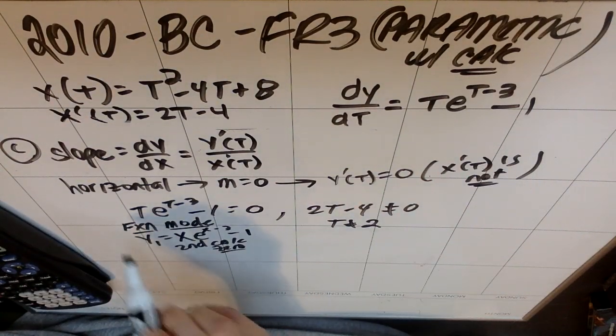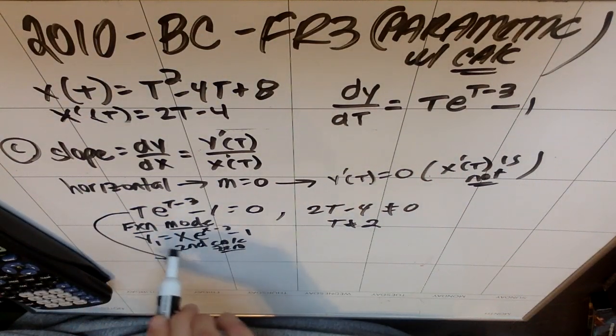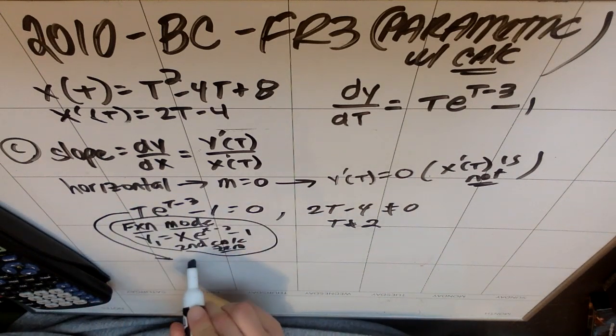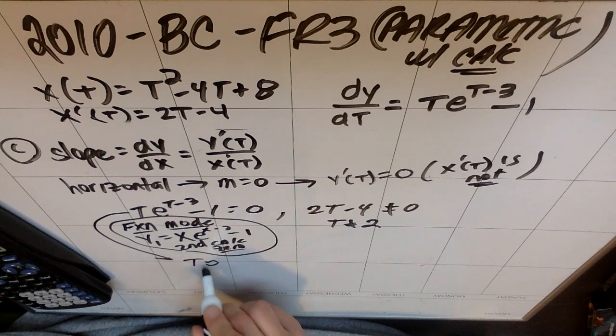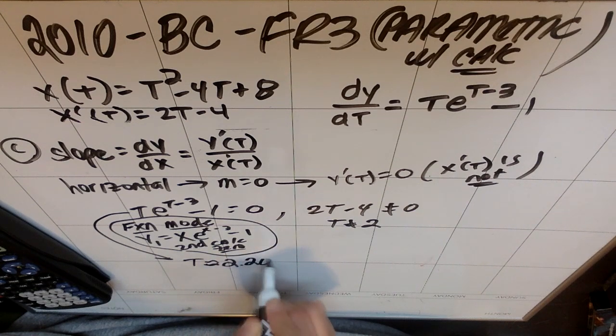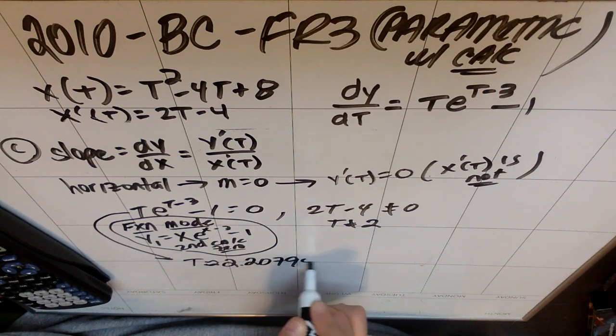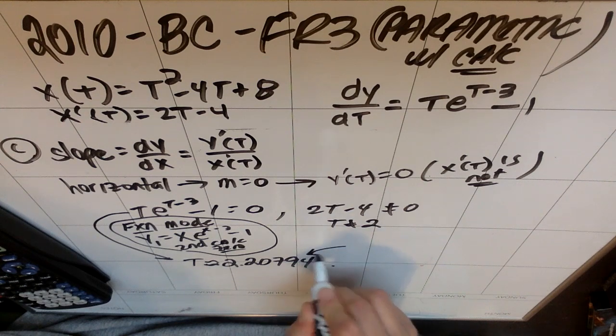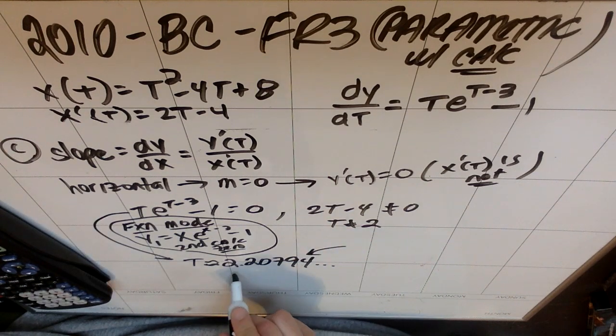So I'm going to get that when I cheat, and again, this is stuff that I do for me, not for the AP. I get that t is approximately 2.20794 and some change, and it keeps going. Now, they're only going to want my answer to be to 3 places anyway, which is fine. But then they ask me whether I'm moving to the left or right at that time. Well, what that's going to mean is I need to figure out, so I'm going to call that A.